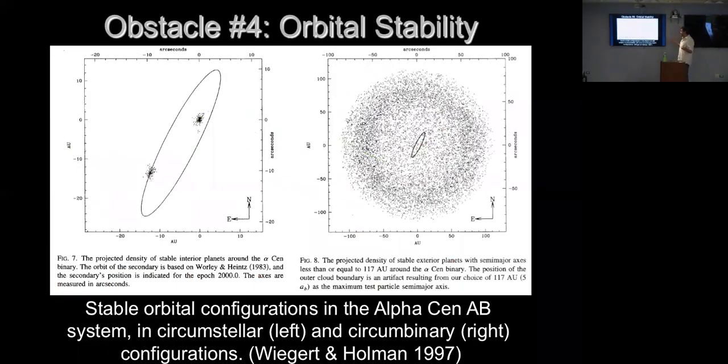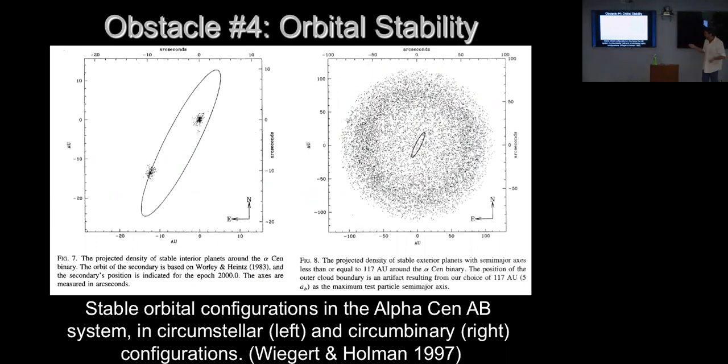And then number four is even if you manage to assemble planets, then if you do long-term N-body simulations, you find that very few of them are actually stable over gigayear timescales. So this is one of the early simulations for Alpha Centauri asking where could there be stable planets. So they put down a bunch of planets given the known orbit of Alpha Centauri A and B, and then ran it forward for a while and asked what stayed. You basically get the points here.